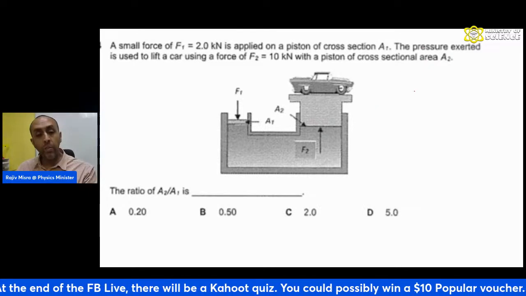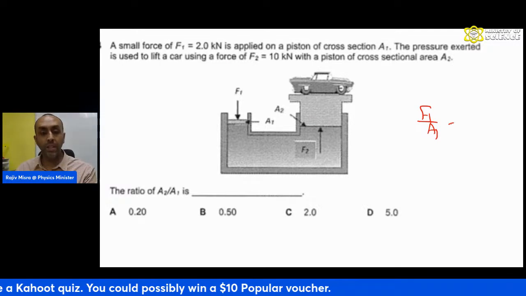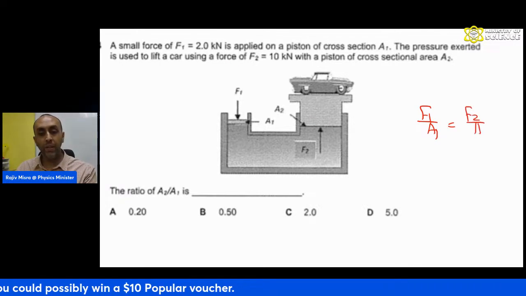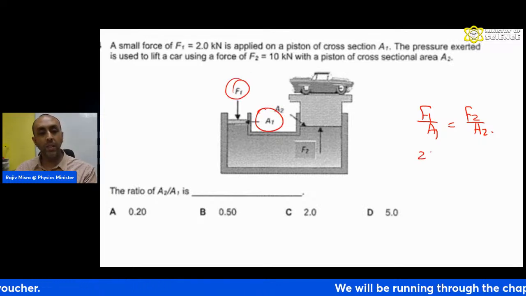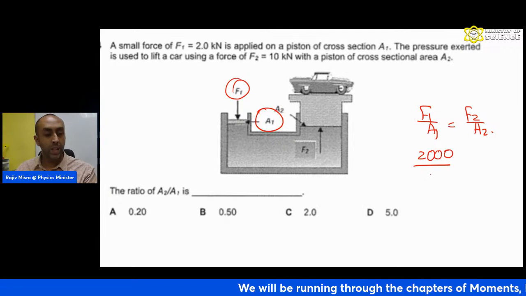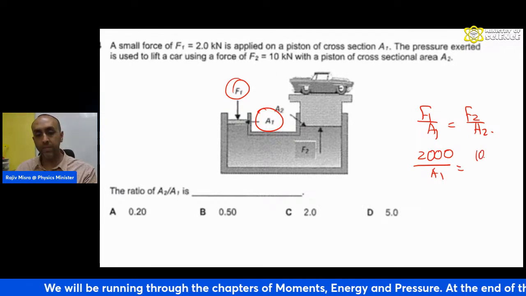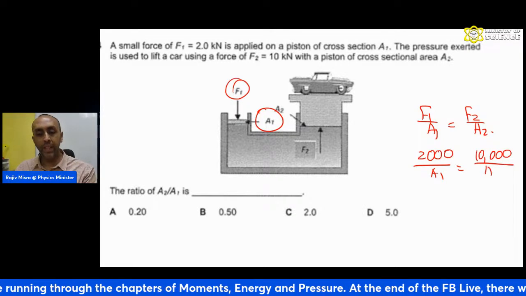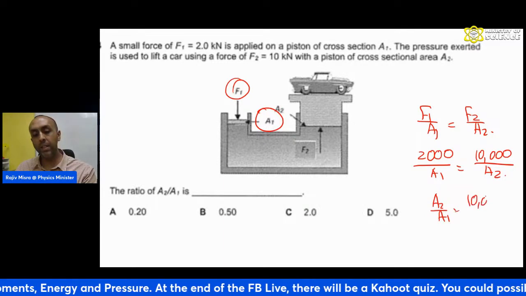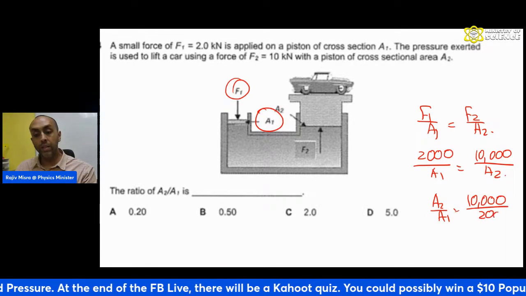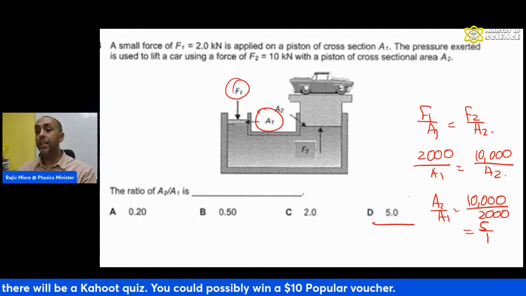In this question, what you do is you just take F1 over A1. So 2000 equals F2 over A2. Now for F1 over A1, I'll take 2000 over A1, we don't know. F2 is 10,000 over A2. Now I want to get A2 over A1, which is 10,000 over 2000, which is 5 over 1. So answer is D.